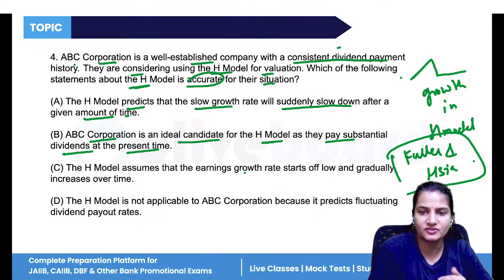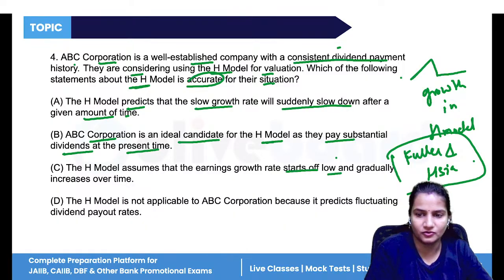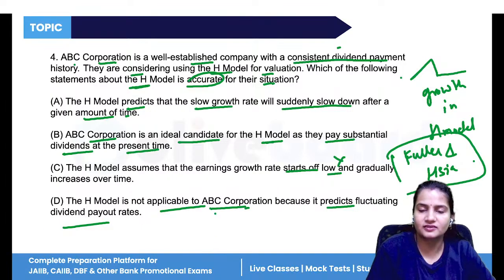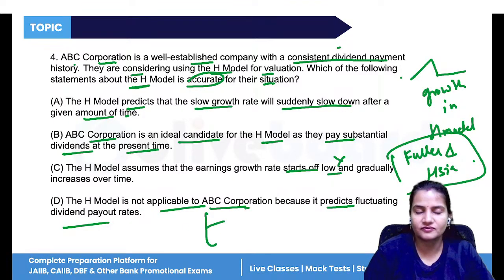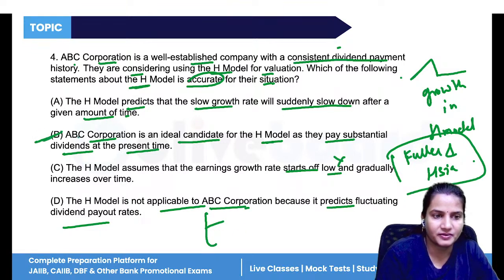Now the H model assumes earnings growth starts off low. No, the H model is not applicable to it because it predicts a fluctuating dividend payout. The H model is also suitable where the dividend payout is fluctuating, because the dividend will not always be the same. For 2 years it will be the same, then the value will definitely change. So in this, option B is the correct answer.